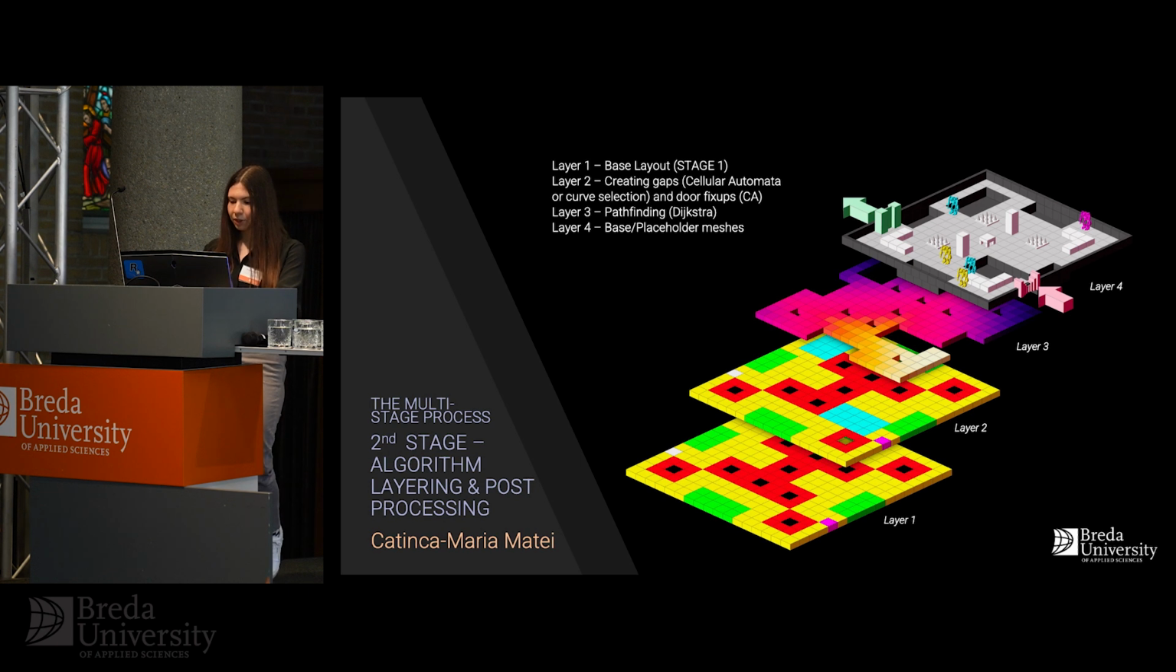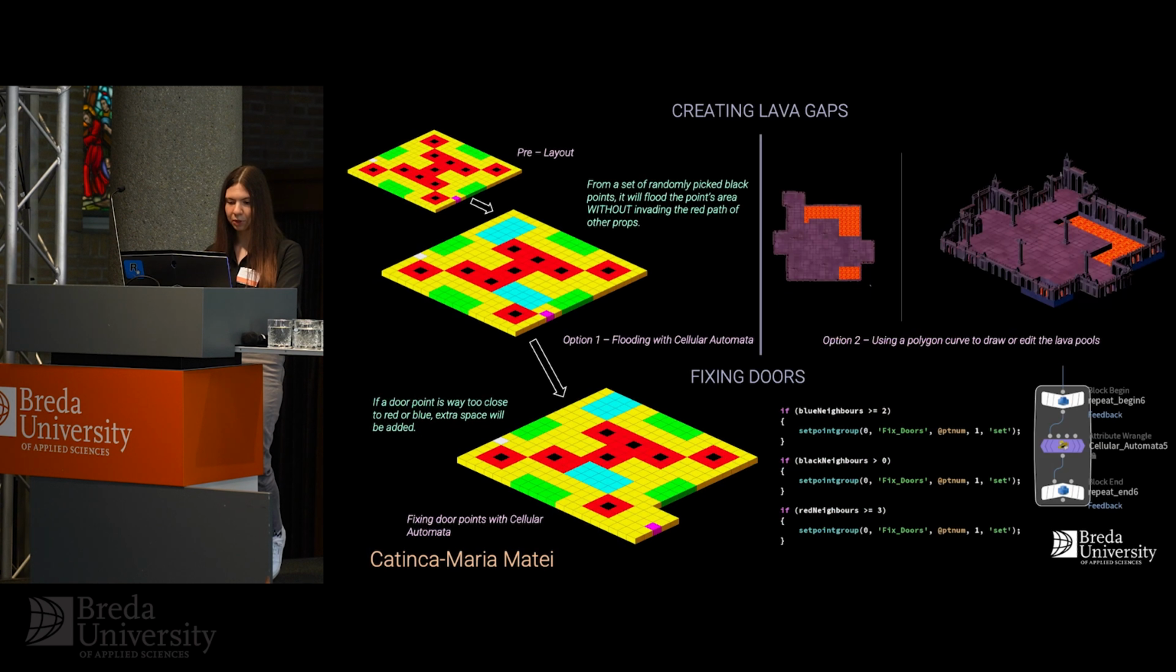The second stage of the generation contains the post-processing of the main room setup, which takes the layout and converts it into an actual level using algorithm layering to populate the space. The first addition to the original layout is the creation of the lava gaps. And that can also be done in one of 2 ways.